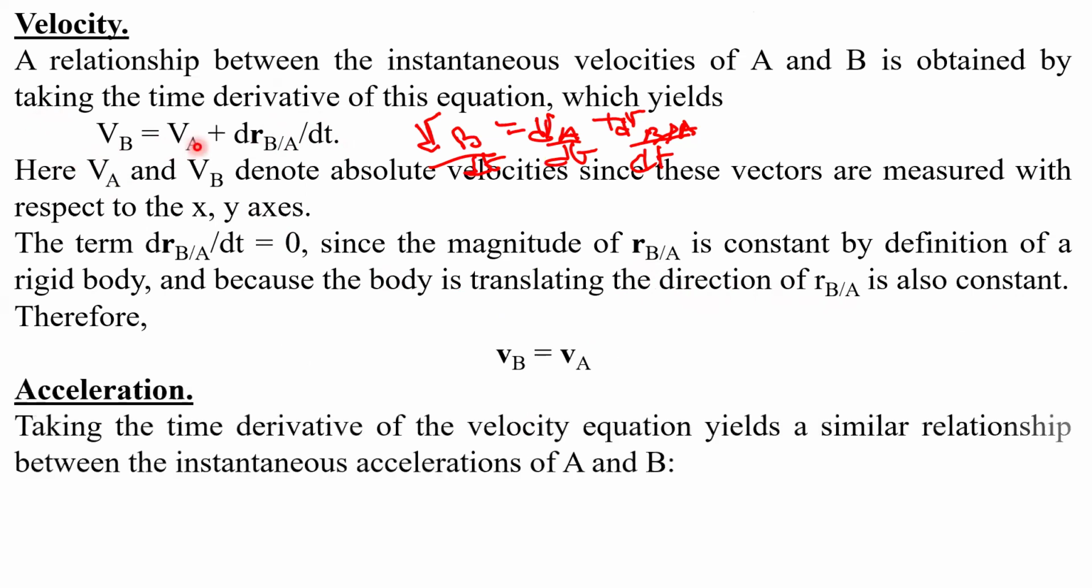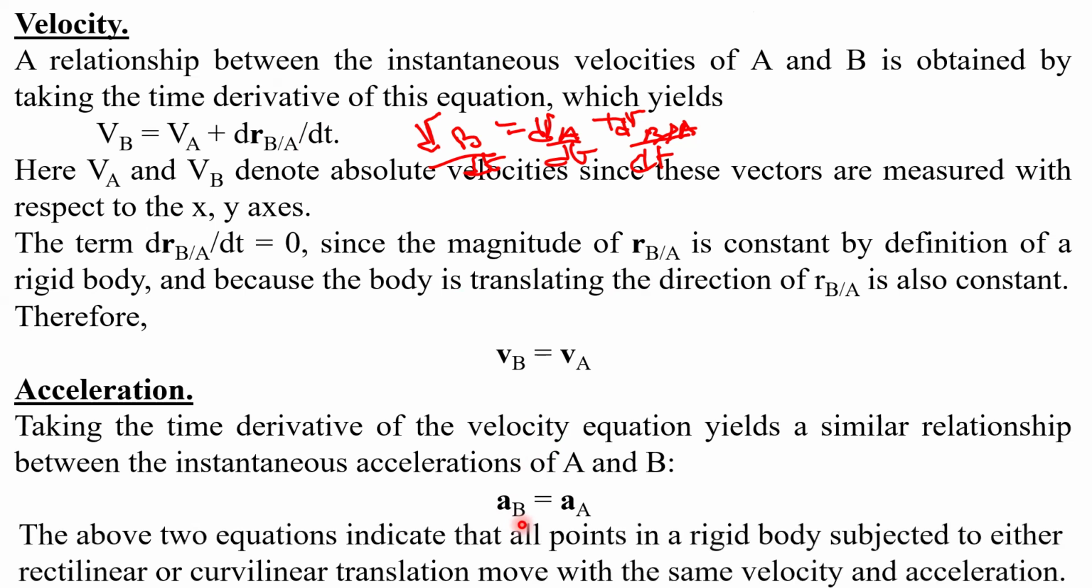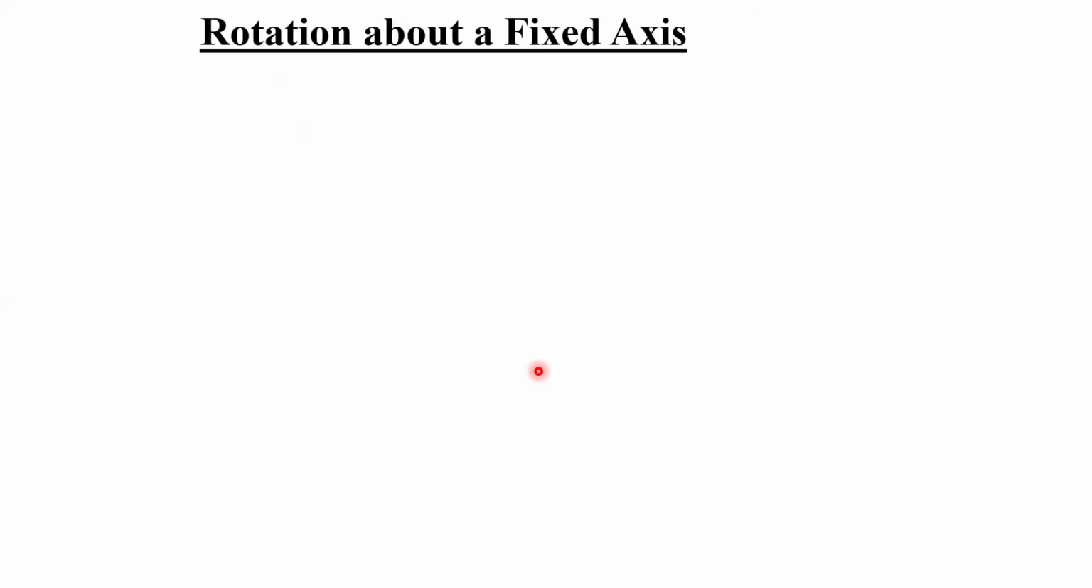Acceleration: taking the time derivative of this, dVB/dt is equal to dVA/dt. So this yields a similar relationship between the instantaneous accelerations of A and B. So the acceleration of point B is equal to the acceleration of point A. The above two equations, the acceleration and the velocity equations, indicate that all points in a rigid body subjected to either rectilinear or curvilinear translation move with the same velocity and acceleration.